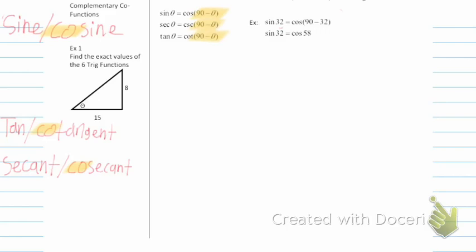So towards the right of the formulas, there's an example. Sine 32, and 32 is theta, equals cosine 90 minus 32. So cosine 90 minus theta. And 58 is the answer for 90 minus 32. So sine 32 equals cosine of 58. And remember, this is only for complementary cofunctions, so for 90-degree angle functions.